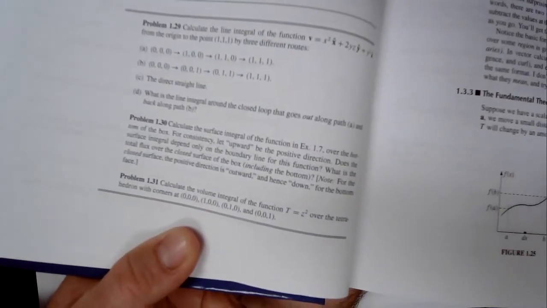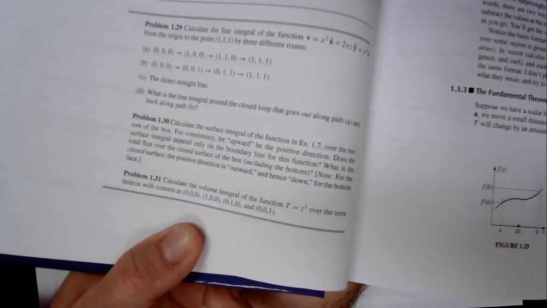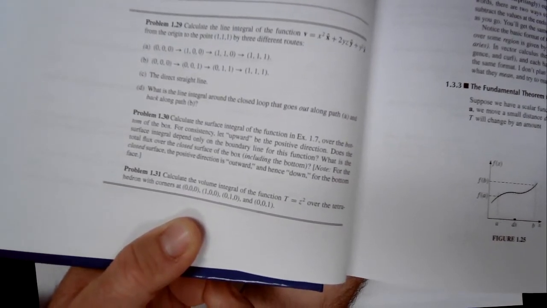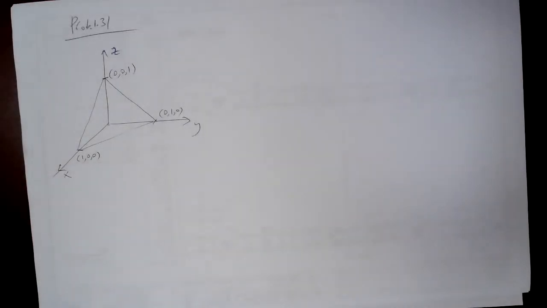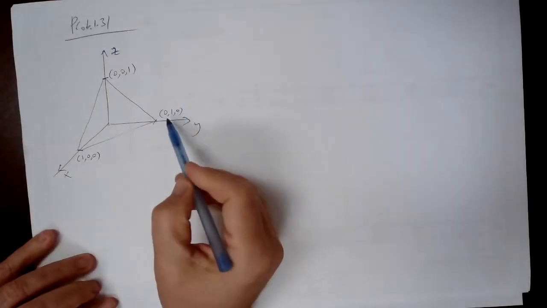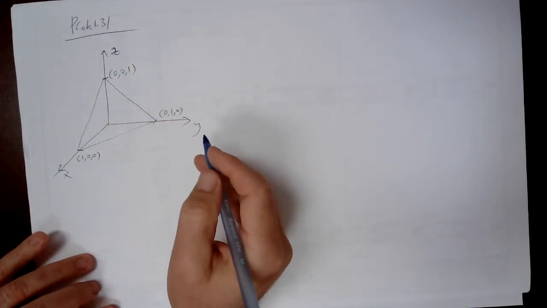All right, next, we're going to solve problem 1.31. Calculate the volume integral of the function T equals z squared over the tetrahedron with corners at (0, 0, 0), (1, 0, 0), (0, 1, 0), and (0, 0, 1). So I tried to draw it here: (1, 0, 0) here, (0, 1, 0), (0, 0, 1). So this is my tetrahedron.